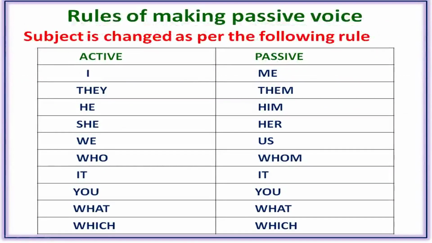Rules for making passive voice. Some general rules are there, given in the list here. Active voice and passive voice. If in the active voice I is there, in passive voice it changes to me. They changes to them. He, him, she, her, we, us, whom, it only, you, what, which. So like this, these are the terms changing from active to passive voice.